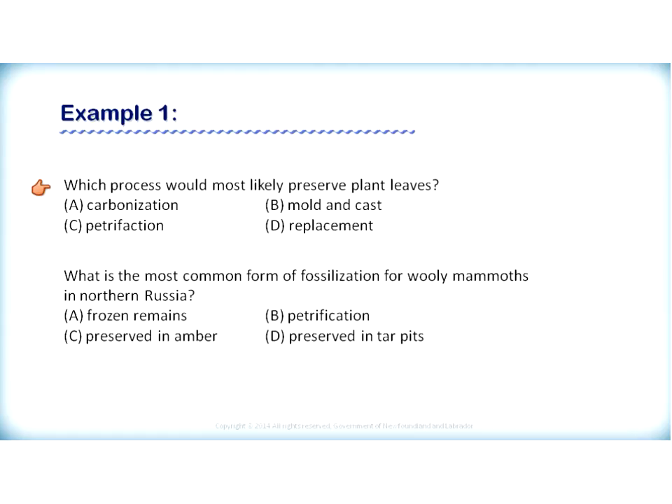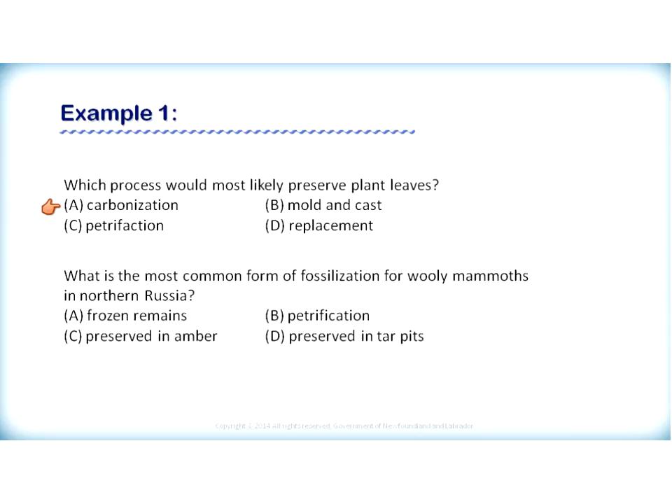Example 1 reads, which process would most likely preserve plant leaves? Our choices: A, carbonization, B, mold cast, C, petrifaction, and D, replacement. Because the leaf is very soft and has few hard body parts, mold and cast and petrifaction would not be the most common choice. In this case, carbonization will be the best choice.